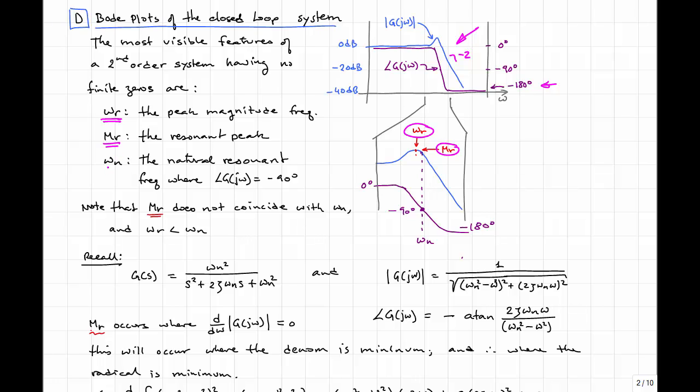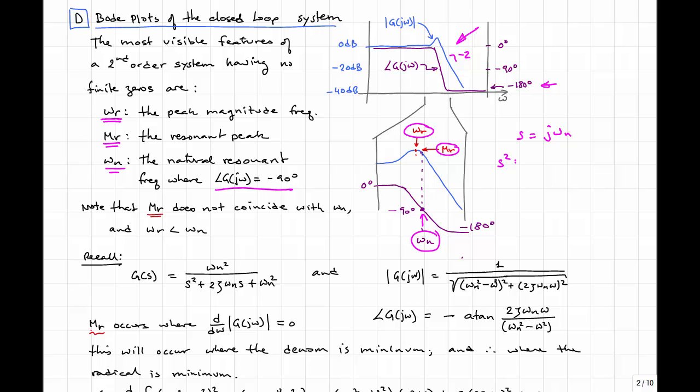And lastly, and most familiar, would be omega n, which is the natural resonant frequency. Now, omega n is the frequency at which this second-order system would naturally oscillate if it had no damping, so if zeta was equal to 0. In this frequency response plot, it happens to be the frequency at which the angle of the transfer function is -90 degrees, right here.